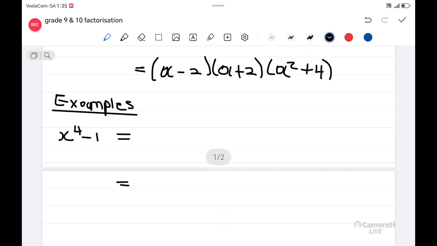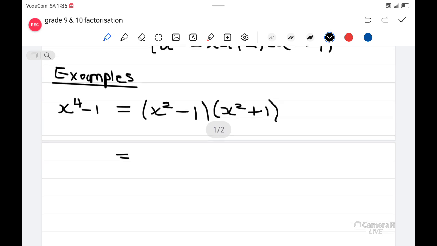Next, we have x to the power 4 minus 1. The square root of x to the power 4, we know now that is x squared, minus the square root of 1, which is 1. And then you copy exactly as it is, you change the sign. And then difference of two squares. This is a difference of two squares because the square root of 1 is 1. The square root of x squared is x. So it's x minus 1. You copy exactly as it is, x plus 1. Then this one is the sum of two squares. So you just write it the way it is, plus 1. Factorized fully.